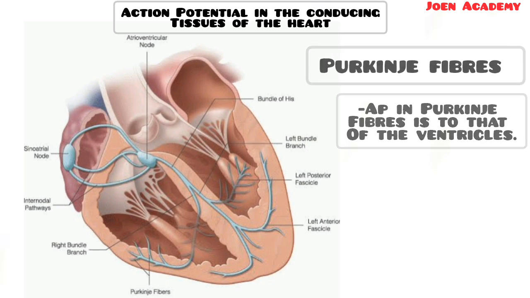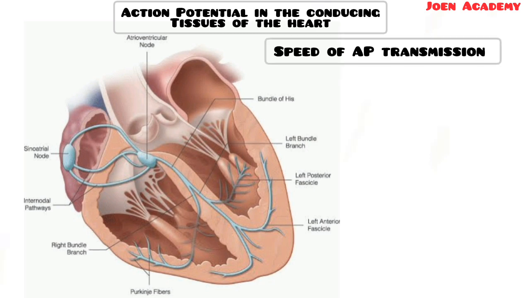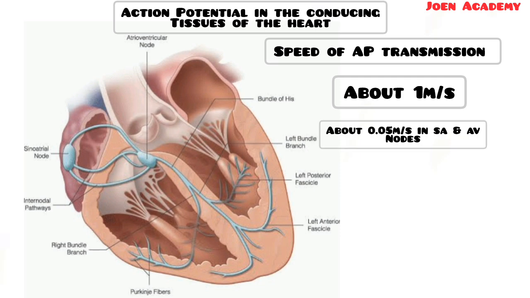Let us take a look at the speed at which action potential travels in various conducting tissues of the heart. The special conducting tissues conduct impulse at different rates compared to the whole of the myocardium. In the whole of atrial and ventricular muscles, including the bundle of His, the rate is about 1 meter per second, and the rate is very slow in the SA node and AV node, which is about 0.05 meter per second. But in Purkinje fibers, the speed is extremely fast, which is about 4 meters per second.